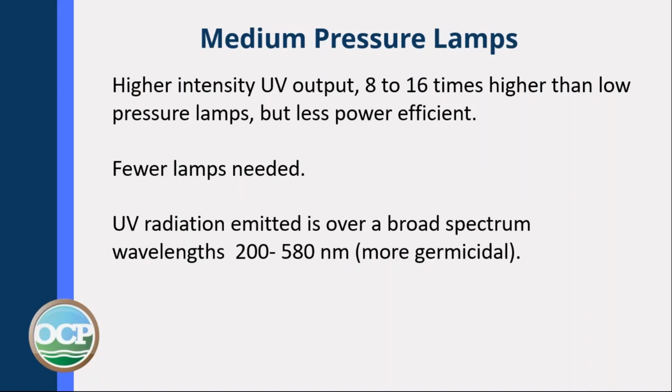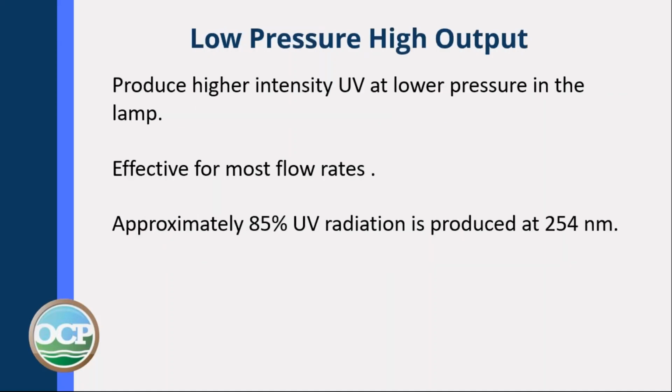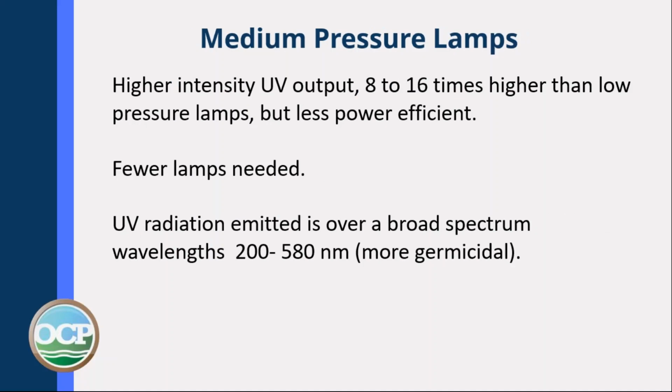Medium pressure lamps have higher UV intensity, 8 to 16 times higher than the low pressure lamps, but they're less power efficient. It takes more electricity. Fewer lamps are needed, however, so that's another plus. The UV radiation is emitted over a broad spectrum of wavelengths, 200 to 580 nanometers, and there are more germicidal zones in that wavelength range. So it's more germicidal than the low pressure.